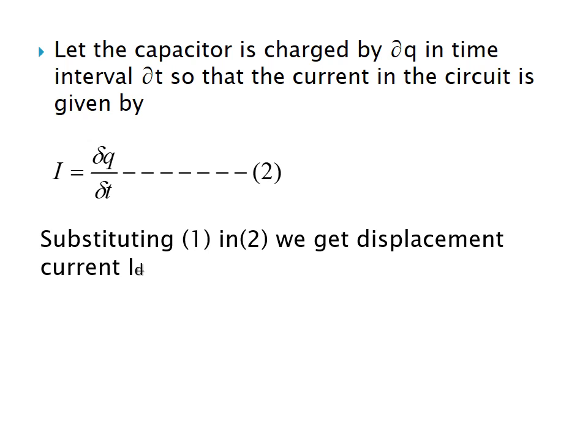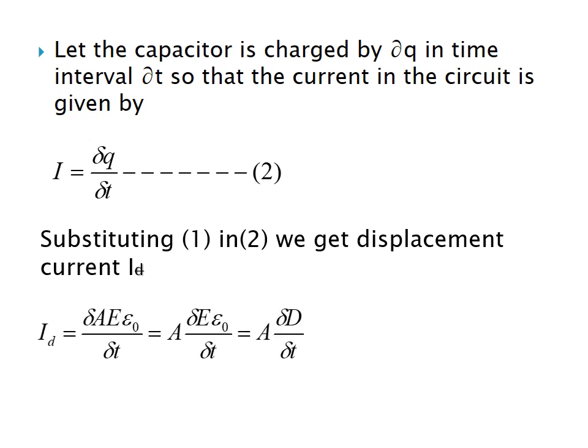Substituting equation 1 in equation 2, we get the expression for the current, particularly the displacement current, and that is given by ID equal to delta Q, which is delta of A E epsilon naught, divided by delta T. That's equal to A, which is a constant, into delta E into epsilon naught divided by delta T. That's equal to A into E into epsilon naught, which is nothing but D. Therefore, A into delta D divided by delta T.